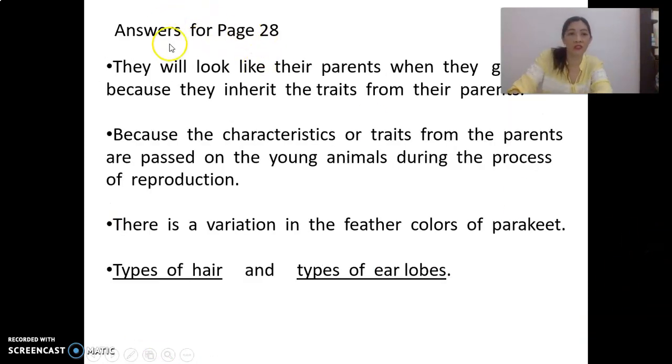These are the choices for the answers for page 28. They will look like their parents when they grow up because they inherit the traits from their parents. The characteristics or traits from the parents are passed on to the young animals during the process of reproduction. There is a variation in the feather colors of parakeets, types of hair, and types of earlobes. So these are the choices for page 28.